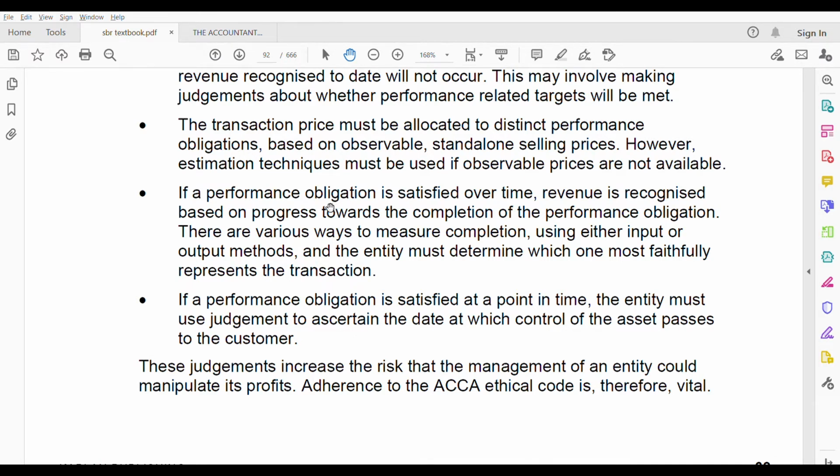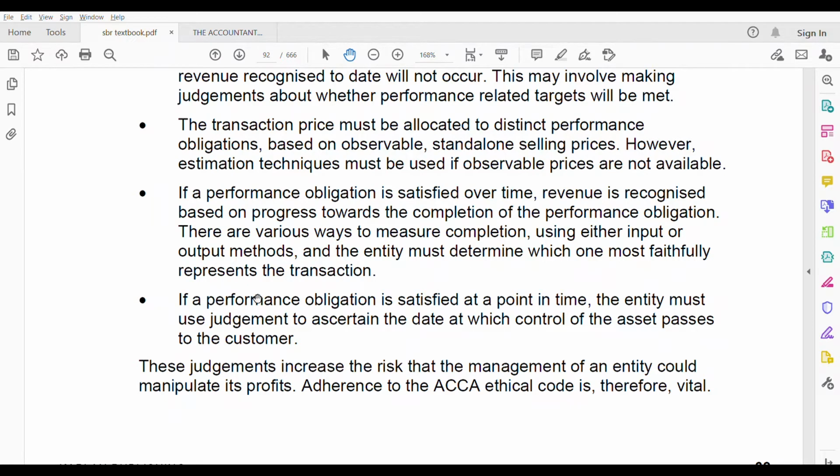If a performance obligation is satisfied over time, revenue is recognized based on progress towards the completion of the performance obligation. There are various ways to measure that completion using either the input or output method, as we have seen previously in part 1. The entity must determine which one most faithfully represents the transaction. So the entity must decide at that time whether they will go by the input method or the output method to see how much is completed. So there itself is a choice. They are using their judgment. Input, output. The method is different, right?